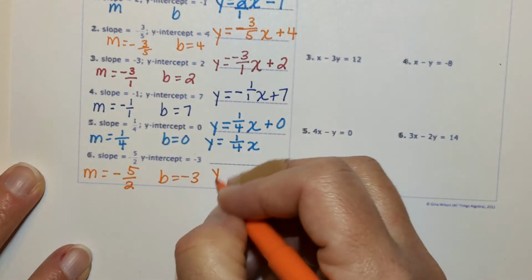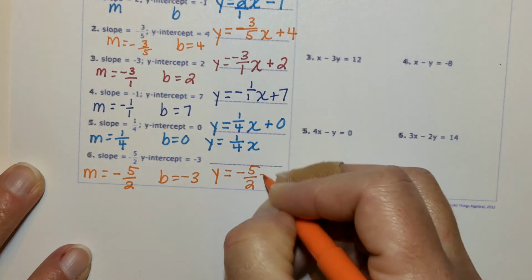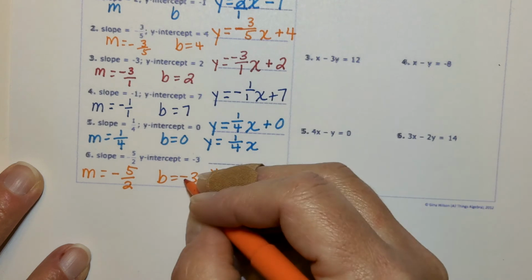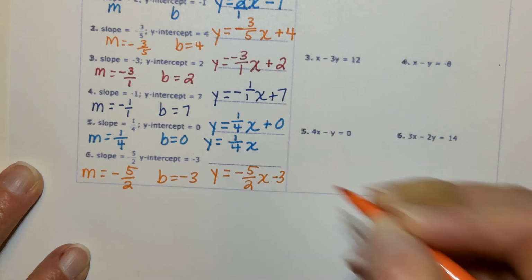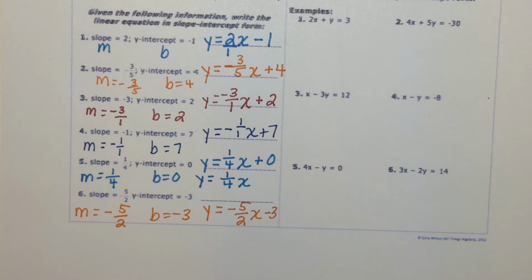It says, and again, I know that's really hard for you to see, but it says negative 5 over 2. Negative 5 over 2 is our m, and our y-intercept, it says, is negative 3. So y equals negative 5 over 2x, and then because it's a negative 3, it's minus 3. So all of these now are written in slope-intercept form. Y equals mx plus b.